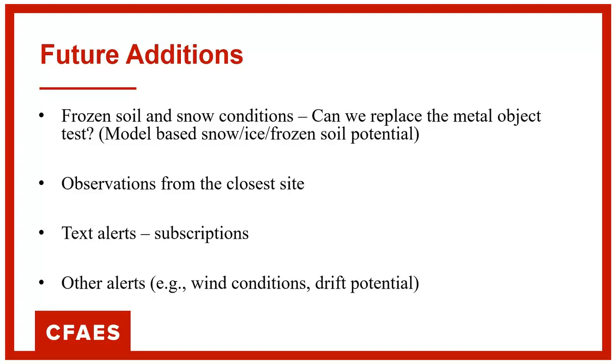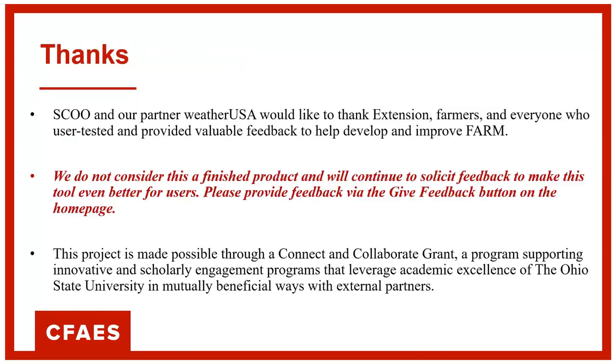We'd like to be able to give you text alerts. Right now we're communicating with users strictly through email, but we recognize that email isn't the be-all and end-all communication for everybody, so we want to incorporate text as well. And then we'd also love to incorporate wind conditions or potential for off-target drift, these kinds of things that I know producers need to deal with in the course of their work. So that's the future, hopefully, for farm.